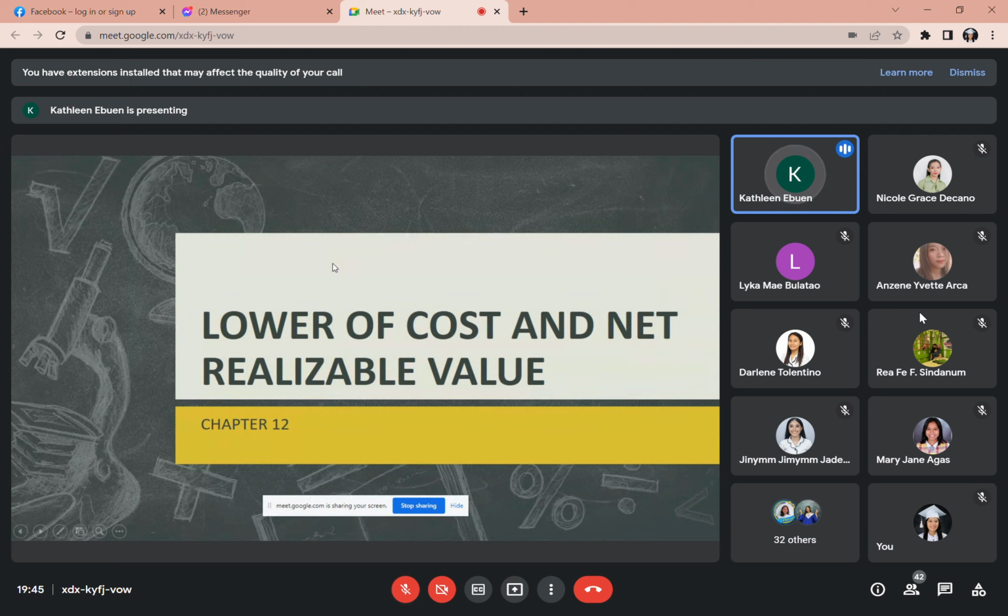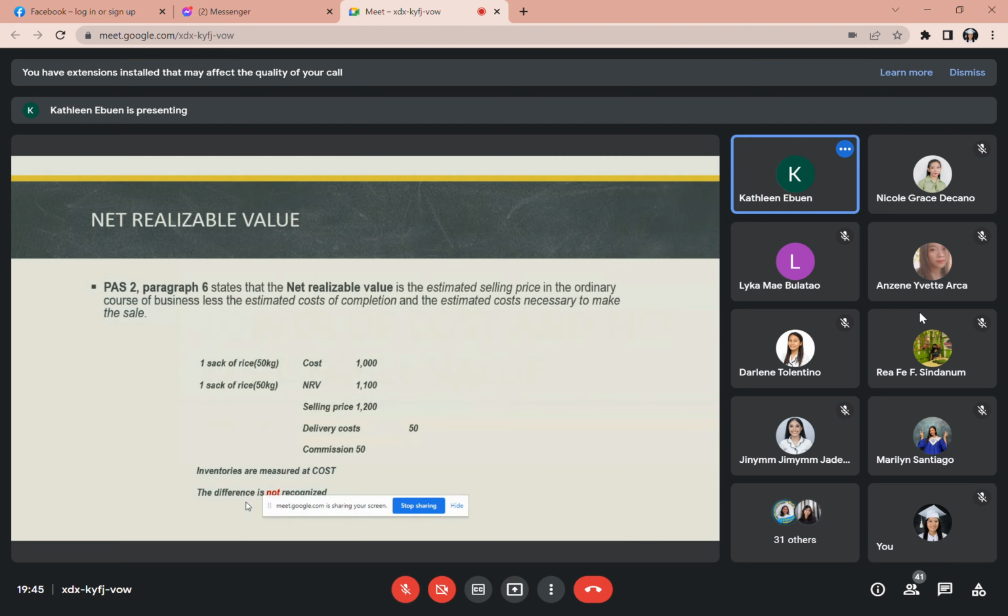So, dito na tayo sa chapter 12 and that is lower of cost and net realizable value, o yung tinatawag natin na LCNRV. Okay, sa previous lesson natin na-discuss natin yung about sa cost of inventories. Now, it consists of purchase cost, the conversion cost, and other costs necessary in bringing the inventories to their present location and condition. Okay, so ngayon naman is pag-uusapan natin si net realizable value.